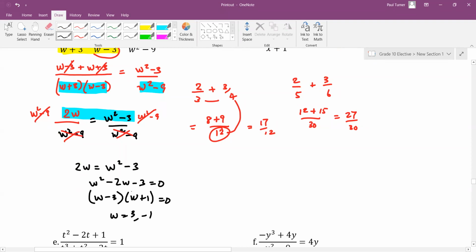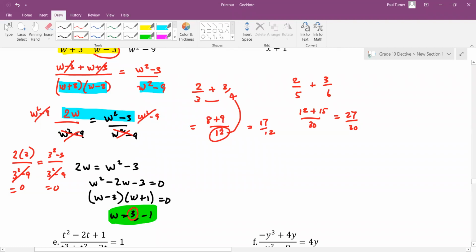Now, before we write our final answer, remember I said you should check this answer here. The problem is with the 3. You see this 3 here? If I put 3 in here, I'm going to get 2 times 3 on 3 squared minus 9, equals 3 squared minus 3 on 3 squared minus 9. So the problem is here because you're going to get 9 minus 9, which is 0 in the denominator, and you're not allowed to have that, are you?